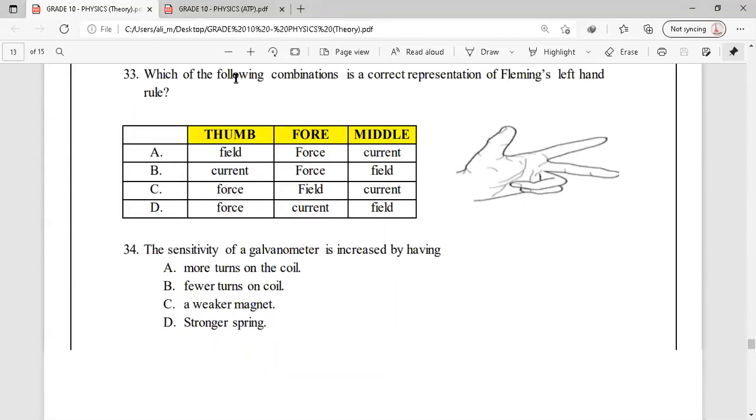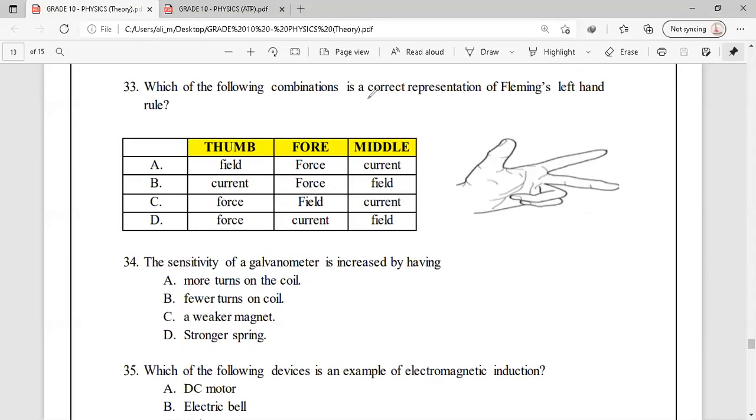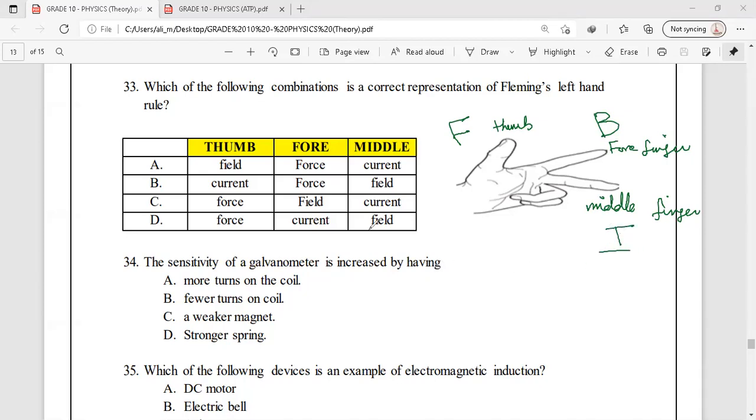Let's move to our next question. We have a simple question on Fleming's left hand rule, in which we have the thumb, the forefinger, and the middle finger. This is a rule used to find the direction of force when a current carrying conductor is placed in a magnetic field. The thumb represents the force, the forefinger represents the magnetic field, while the middle finger represents the direction of current. So, FBI is force, field, and current. Option C is our right answer.